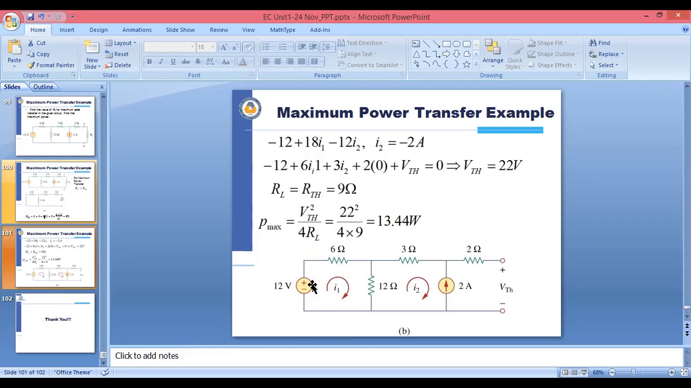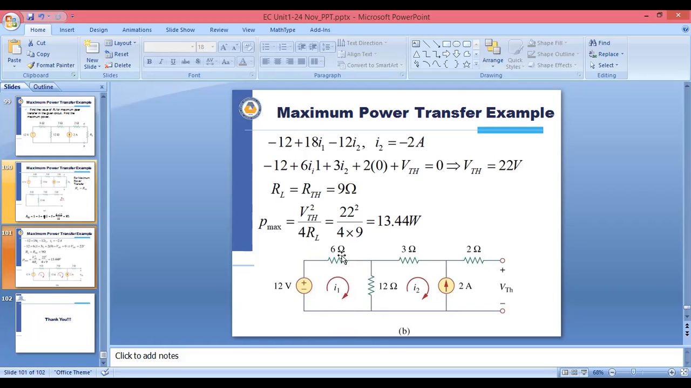If we apply KVL to these two loops, the equation for the first loop will become, taking the clockwise direction, the 12 volt source goes from minus to positive. So you can take minus 12 plus 12 plus 16, that will be 18 I1. But for 12, I2 is outgoing and I1 is incoming, so we take it as positive.